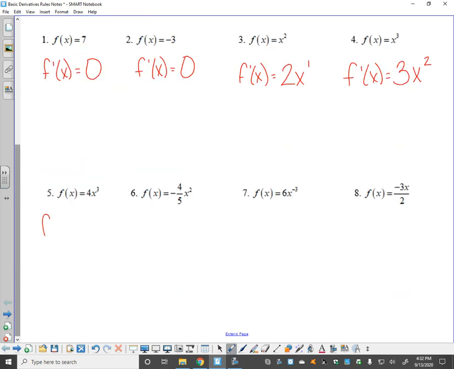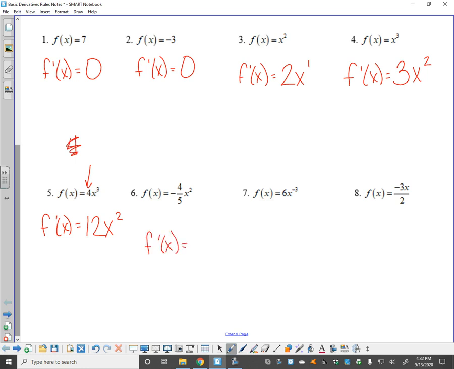Number 5, this is a power rule. Bring your power down front. There's already a 4 there, so we're going to multiply and get a 12. And take 1 off of your power. Now, please make sure you understand that that 4 is not a constant, so don't tell me that the derivative of that is a 0. That's not true. If it was just a 4, yes, but that's not. That's a 4x cubed. So I'm bringing the power down front, multiplying by what's out there, and then taking 1 from my power.